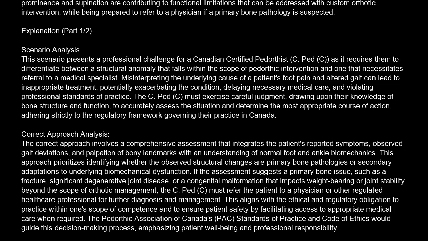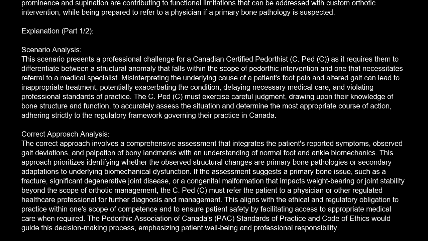The correct answer is B. Conduct a thorough biomechanical assessment, including gait analysis and palpation, to determine if the bony prominence and supination are contributing to functional limitations that can be addressed with custom orthotic intervention, while being prepared to refer to a physician if a primary bone pathology is suspected.